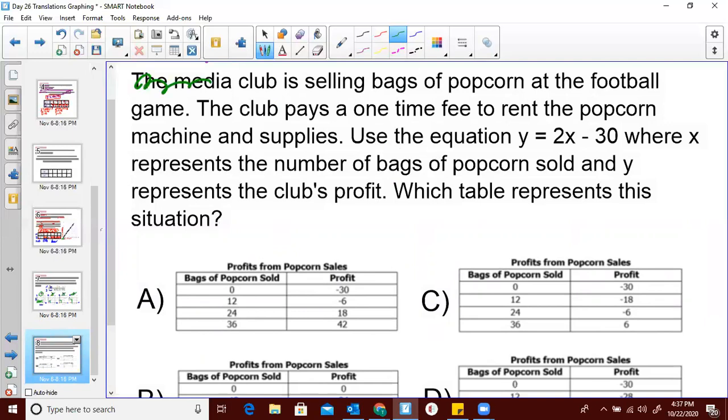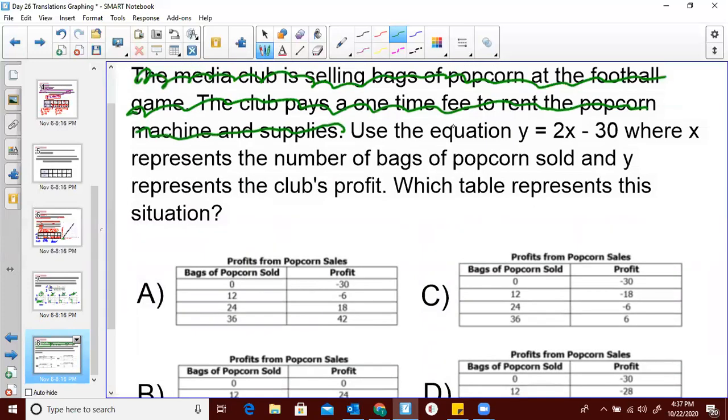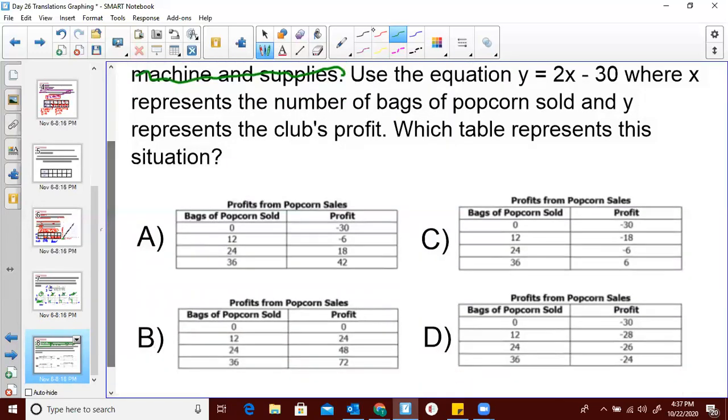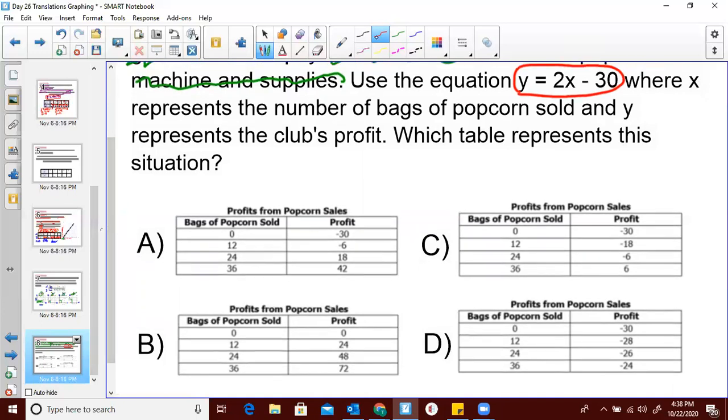All right, right away, let's get rid of some stuff. I don't care about the media club selling popcorn or the football game. I also don't care about the one-time fee to rent the popcorn machine because they don't even talk about how much that was. Well, technically they do, but they give us the equation. So all of this is kind of like a moot point. So from here, we're going to use the equation y equals 2x minus 30. And that's where x represents, this is the important part, the number of bags of popcorn, and y represents the club's profit.